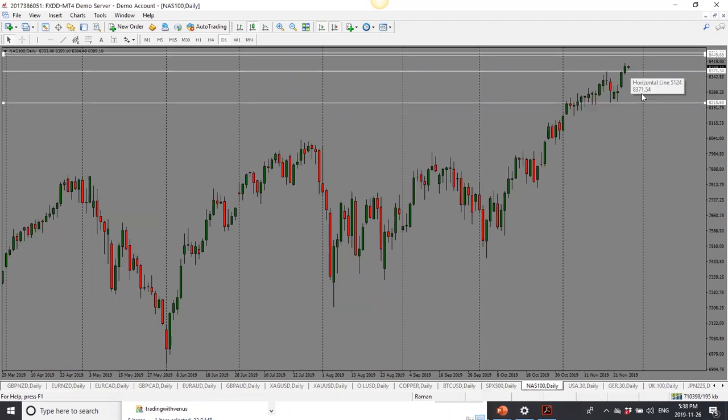Nasdaq also broke the highs. We are at all-time highs here, so still looking bullish, and looking for price to continue higher. So this is the type of move I will look for. A bit of a pullback here, and if it stays above 83.70, then I will look for a move higher into 84.50. So bullish bias here for Nasdaq as well.